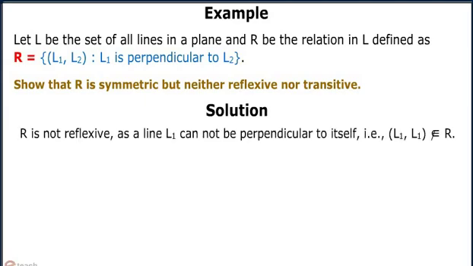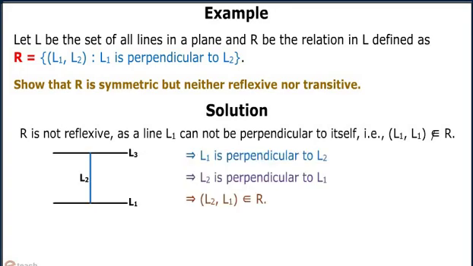R is not reflexive as a line L1 cannot be perpendicular to itself. That is, (L1, L1) does not belong to R. R is symmetric as (L1, L2) belongs to R. L1 is perpendicular to L2. This implies L2 is perpendicular to L1. This implies (L2, L1) belongs to R.